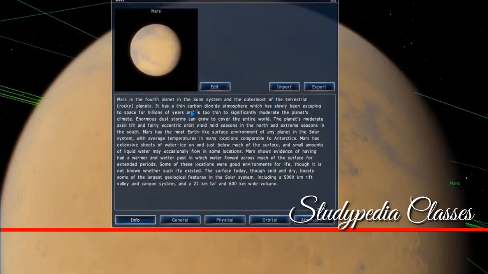So Mars is the fourth planet in the solar system and the outermost of the terrestrial rocky planets. It has a thin carbon dioxide atmosphere which has slowly been escaping to space for billions of years. So Mars's depleting atmosphere is too thin to significantly moderate the planet's climate. Enormous dust storms can grow to cover the entire world. The planet's moderate axial tilt and fairly eccentric orbit yields mild seasons in the north and extreme seasons in the south. So this is one of the most prominent features. There are extreme seasons because of the axial tilt.